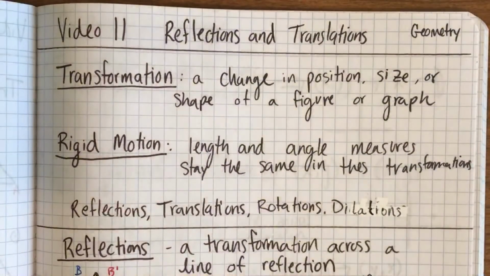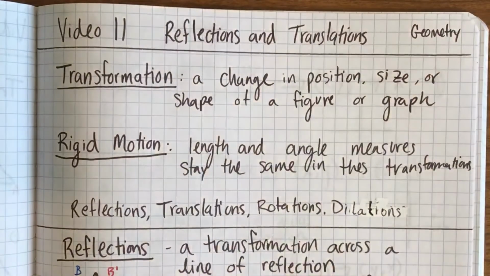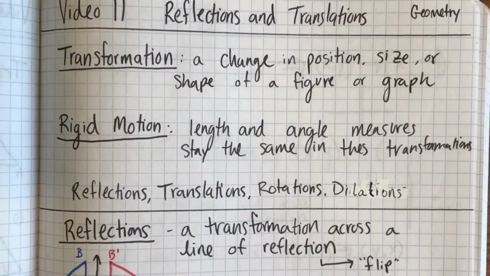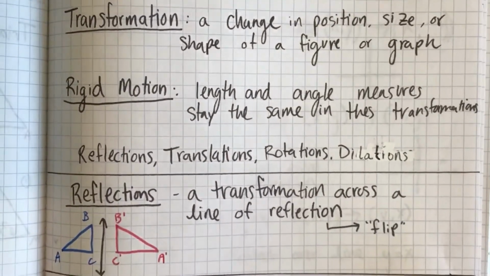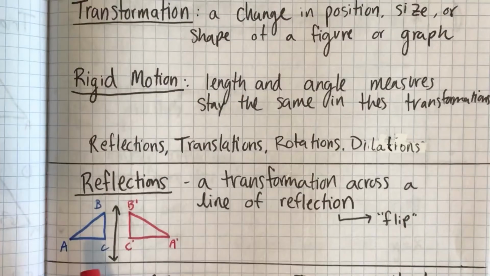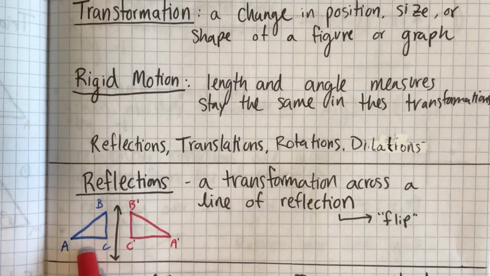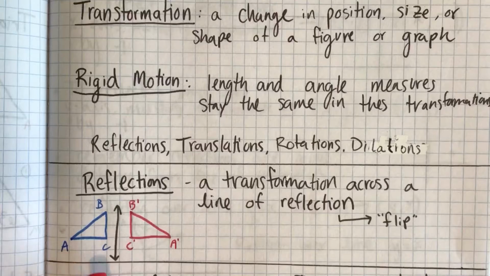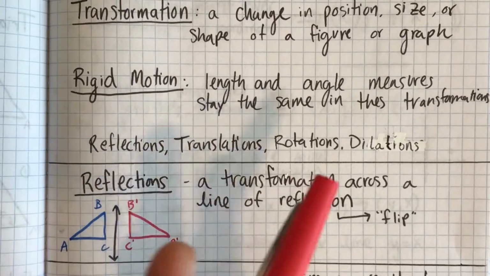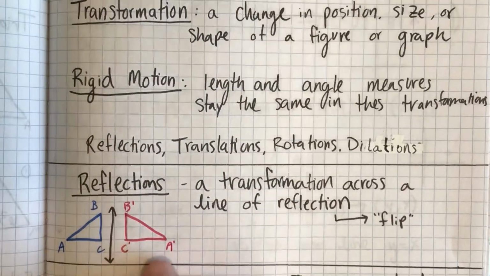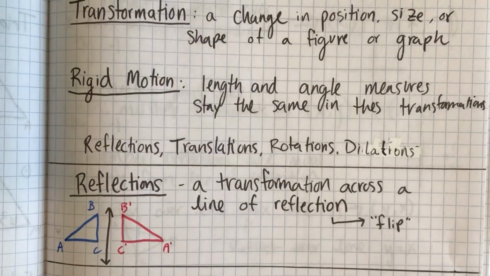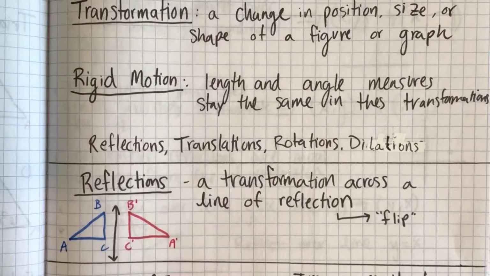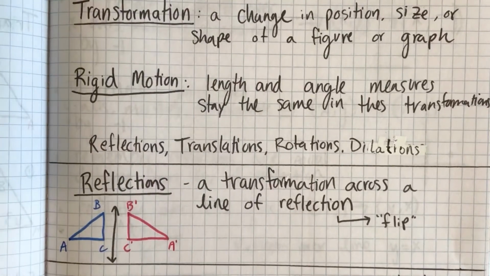So we're going to be looking at reflections first, and it's a transformation across a line of reflection. And a lot of times we call that a flip. All right, and so if this blue figure, ABC, is my first figure, and I flip it over this line, it now becomes A prime, B prime, and C prime. And that's how we say those letters.